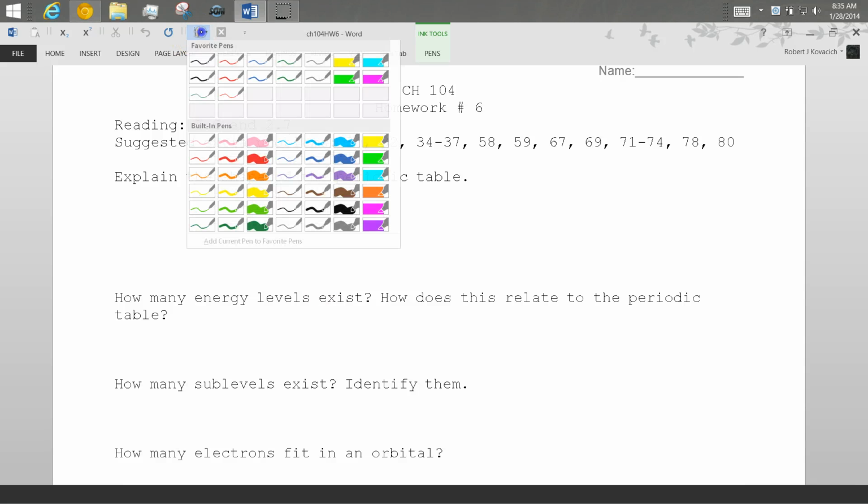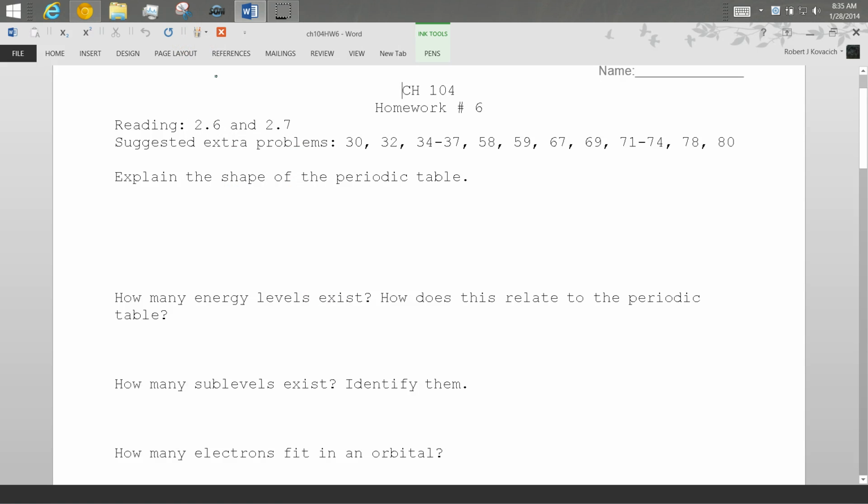All right, let's talk about this first question here. The shape of the periodic table, what's it based on? Say again? Electrons? Nope. Who came up with the shape of the table? Or who came up with the table?